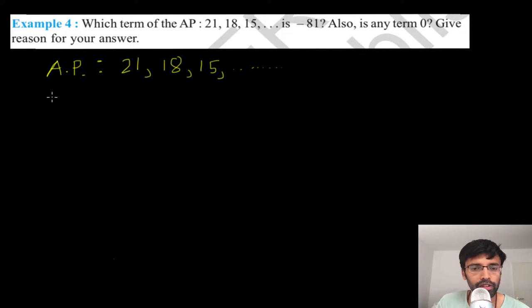Hello everyone, today we will try to solve some examples for arithmetic progression. Okay, so let us start with our first example.